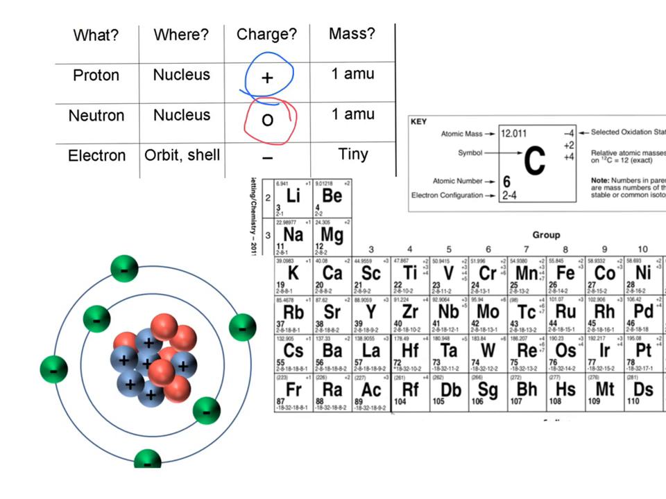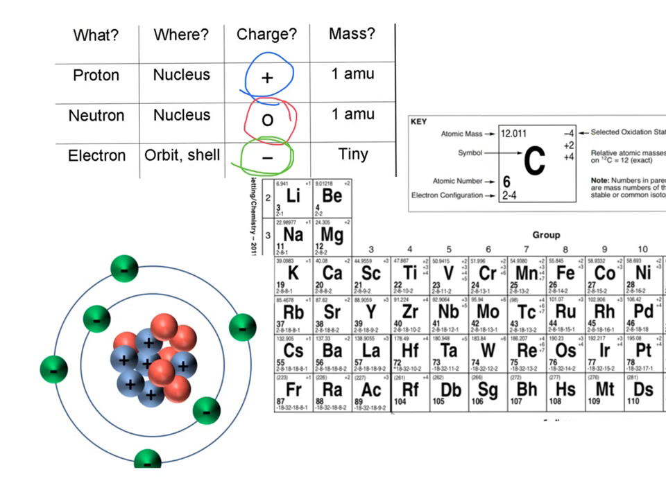Both protons and neutrons have a mass of 1. Most of the mass of an atom is concentrated in the center in the nucleus. Again, traveling outside the nucleus are the negatively charged electrons. It is important that you are able to correlate the actual structure of an atom to the symbol of the periodic table.